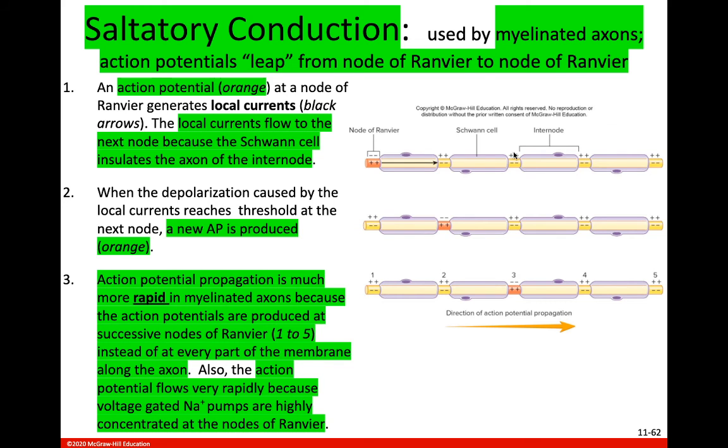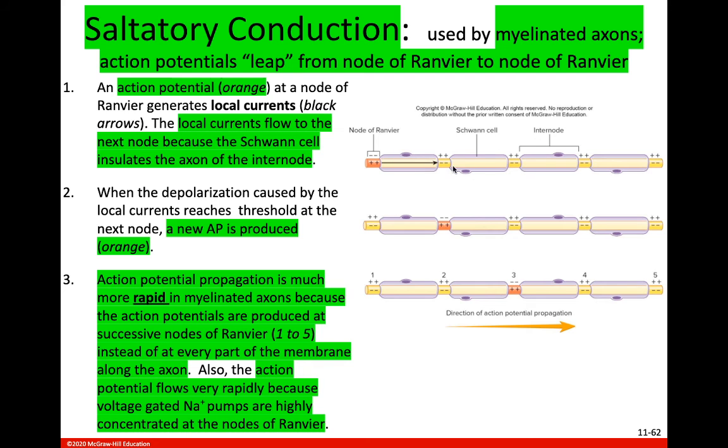And basically what happens here is the action potentials leap. So rather than going all the way down the axon, which takes longer, the action potentials leap from one node of Ranvier to the next, just like we can see here. It leaped from here to here, and then from here to here, and then it would leap from here to here. Okay, so the local currents, the action potential, flows from one node of Ranvier to the next node of Ranvier. It's like it's leaping.